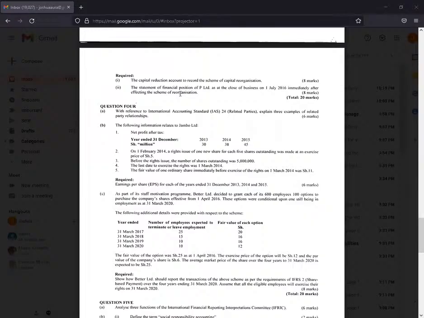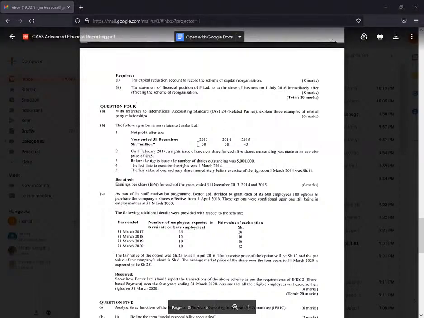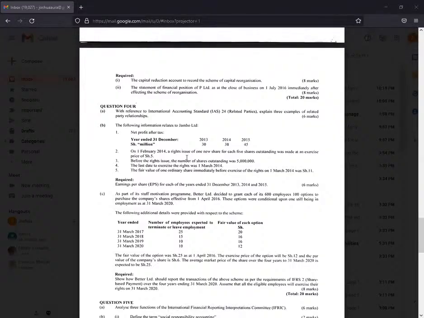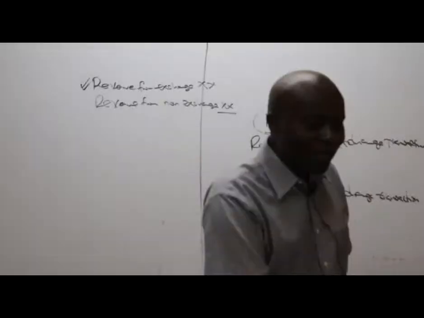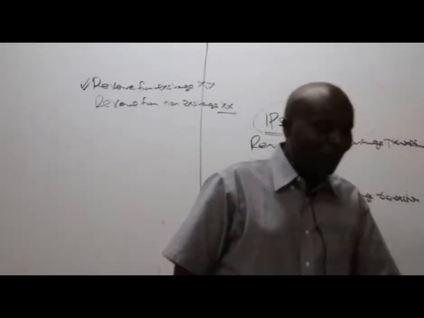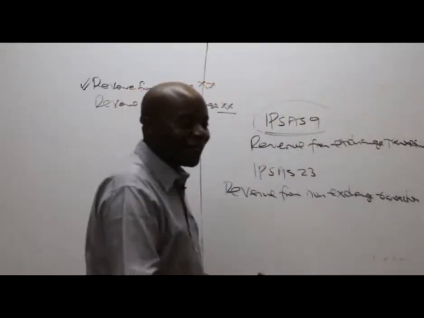No, for me, I know what is quite low-hanging here. When they talk of, ladies and gentlemen, this thing of rights issue, I'll start by calculating the theoretical ex-rights price. That to me is the lowest hanging fruit. Is there anybody who knows how to calculate the theoretical ex-rights price?